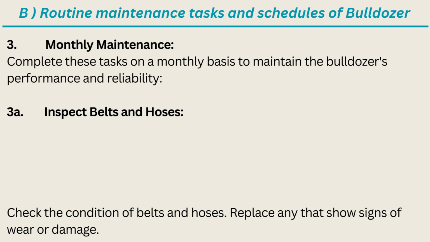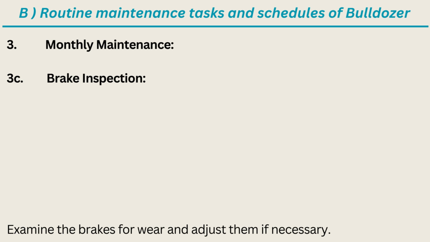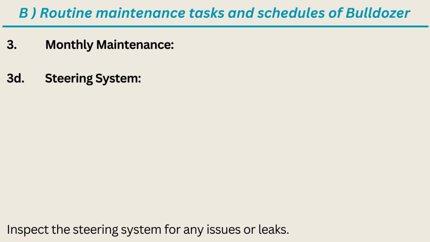3. Monthly maintenance. Complete these tasks on a monthly basis to maintain the bulldozer's performance and reliability. 3A. Inspect belts and hoses: check the condition of belts and hoses. Replace any that show signs of wear or damage. 3B. Check battery: inspect the battery for corrosion and ensure the terminals are clean and tight. 3C. Brake inspection: examine the brakes for wear and adjust them if necessary. 3D. Steering system: inspect the steering system for any issues or leaks.